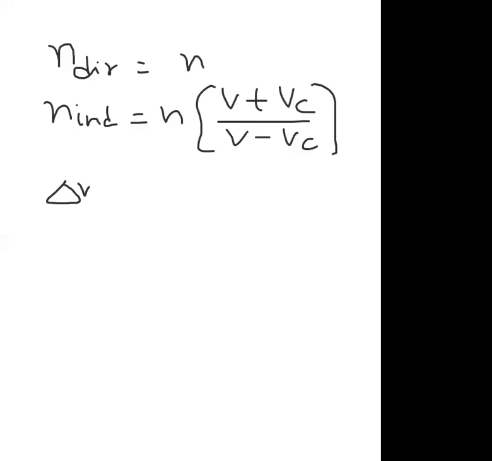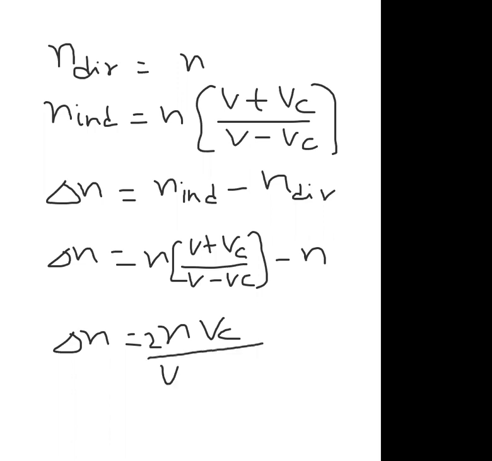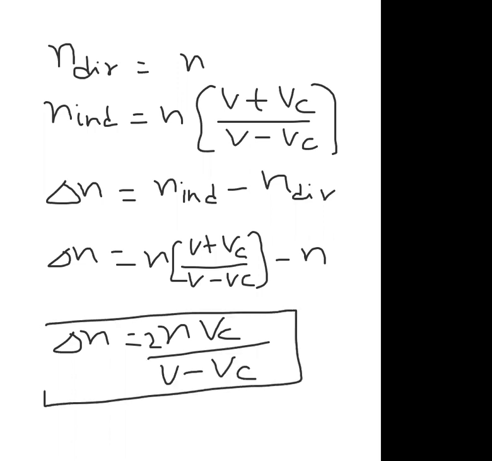So what is the number of beats heard per second? The number of beats heard per second is n indirect minus n direct. So from that we can write n into v plus vc by v minus vc, minus n. So delta n is equal to n into v plus vc by v minus vc minus n. If I just take the common terms, we get 2n vc by v minus vc. This is nothing but delta n, the beat frequency, the number of beats per second. Like that, I can conclude the wall concepts.